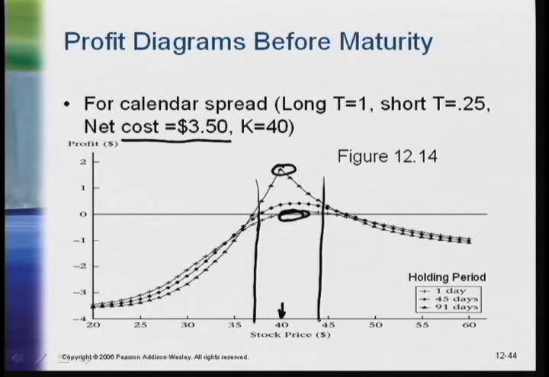The first thing is note that this position is a long delta. The delta of the 1-year option exceeds the delta of the 3-month option. So this investor is net long delta. And just knowing that, what one would expect is that the investor loses money when stock prices drop and makes money when stock prices go up.